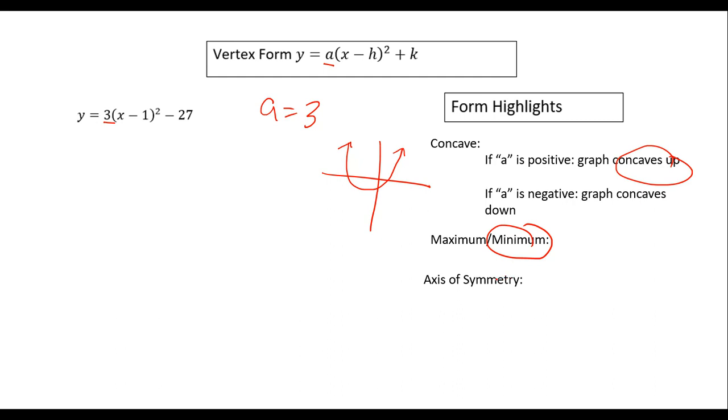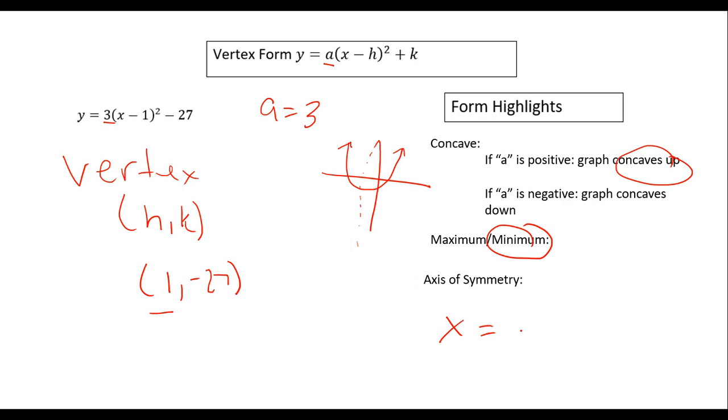The axis of symmetry. So the axis of symmetry will intersect your vertex. Now, the vertex is found by taking the h and the k from your vertex form. So you take the h and the k and you're going to substitute it in. So then for our example, we get (1, negative 27). So therefore, our axis of symmetry is x is equal to 1. All right, that's it.